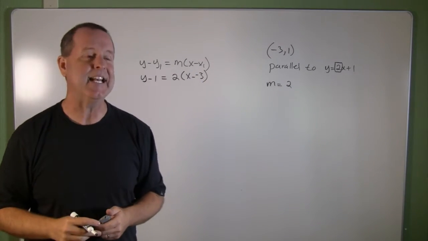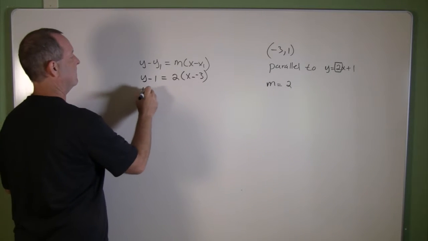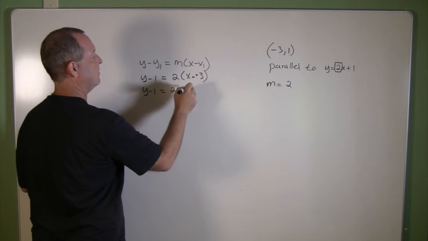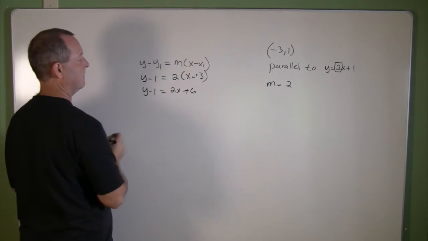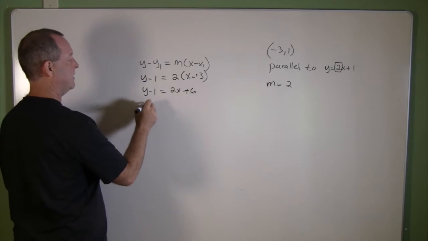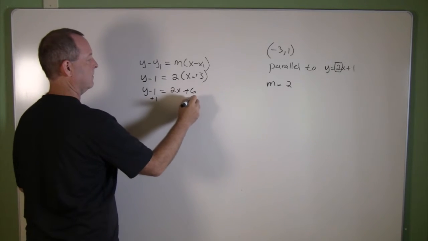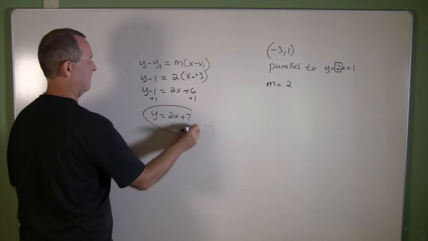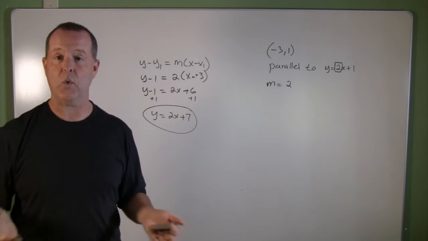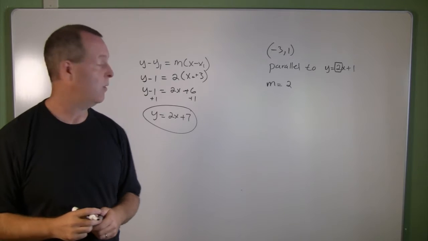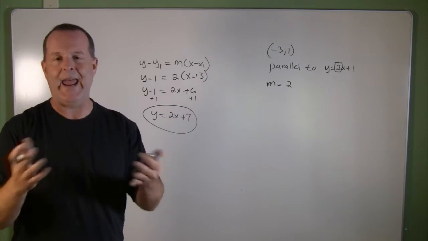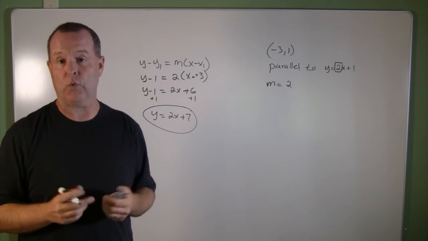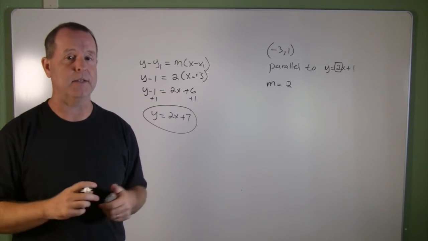I'm just going to clean it up a little bit. y minus 1 equals 2x, that becomes a plus 3, plus a 6. Let's add 1 to both sides. So now I have the equation, and the simplified equation of y equals 2x plus 7 happens to also be in slope-intercept form. So I can graph that line fairly easily from this point forward.